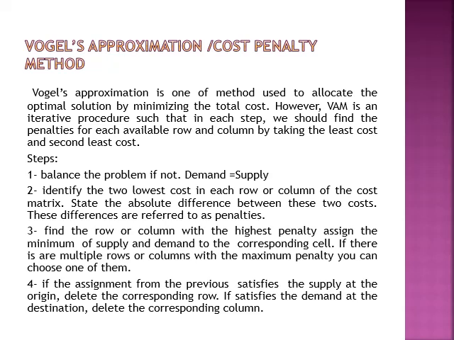If there are multiple rows or columns with the maximum penalty, you can choose one of them. If the assignment from the previous step satisfies the supply at the origin, delete the corresponding row. If it satisfies the demand at the destination, delete the corresponding column.